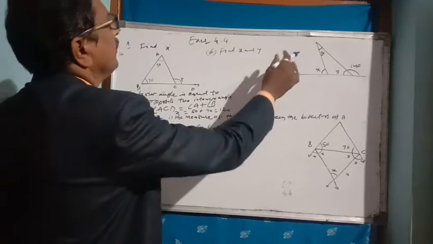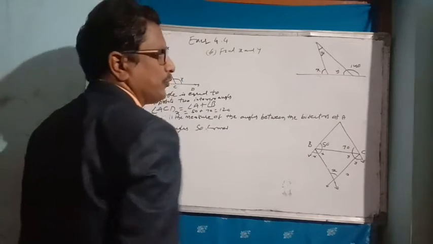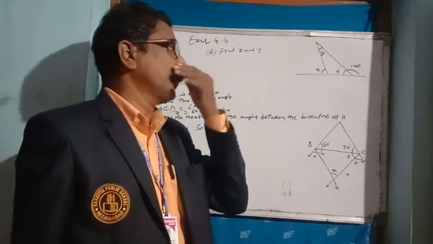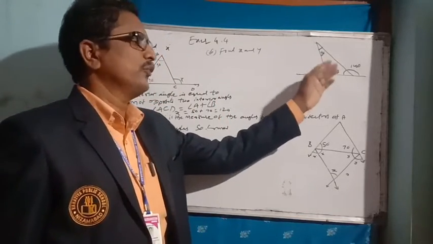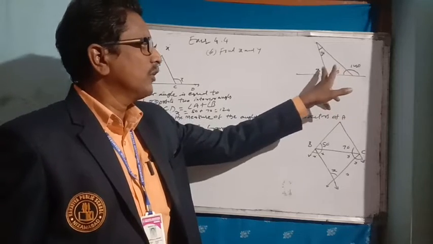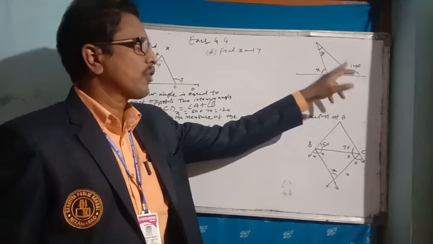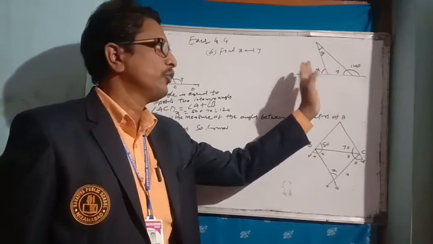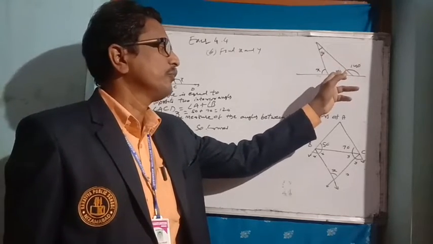Now come to the 6th question. Find X and Y here also. How to find X and Y? See here which properties, which concepts we will use. Here we can't find X directly first. From Y we will find the X value. So Y, how can we find Y?